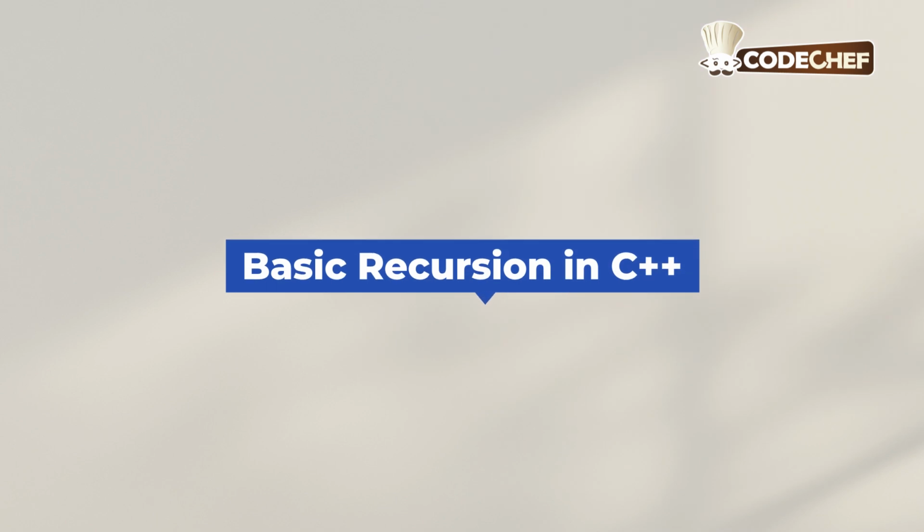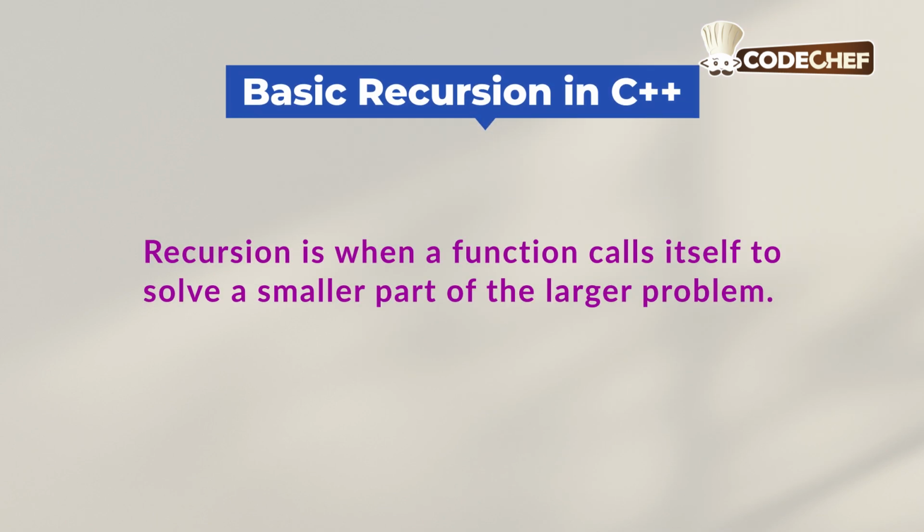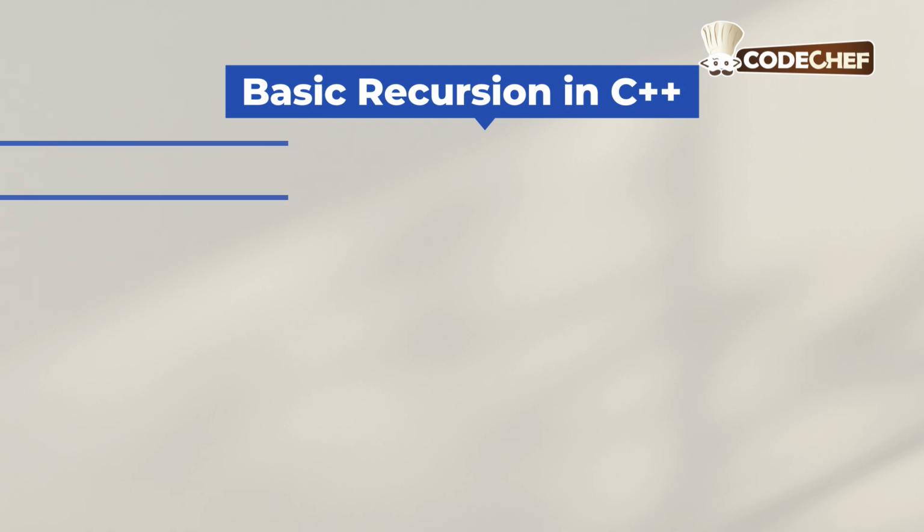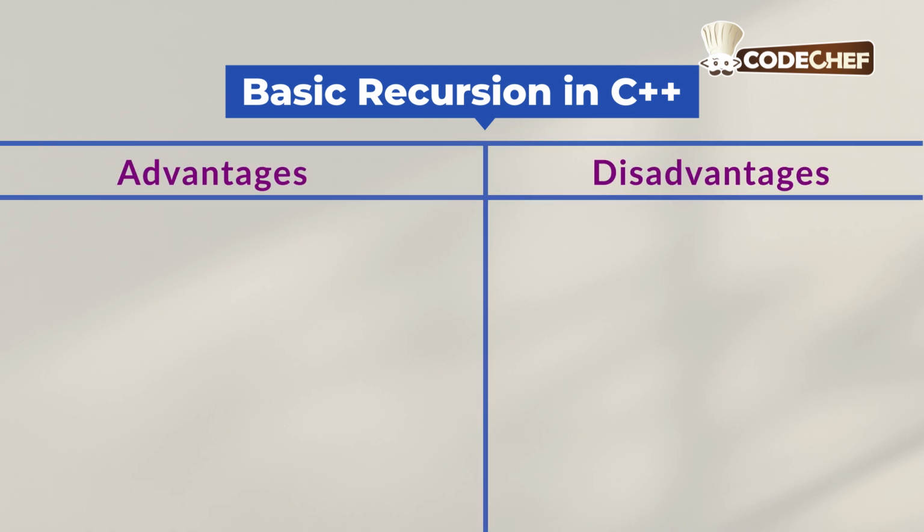Last but not the least, basic recursion in C++. Recursion is when a function calls itself to solve a smaller part of the larger problem. So when we are performing recursion, we are making the function call itself inside its function body. We will understand this in depth with the help of an example. Before that, let's have a look at the advantages and disadvantages of recursion.